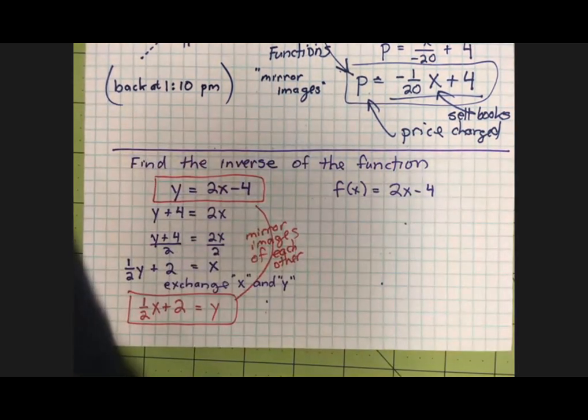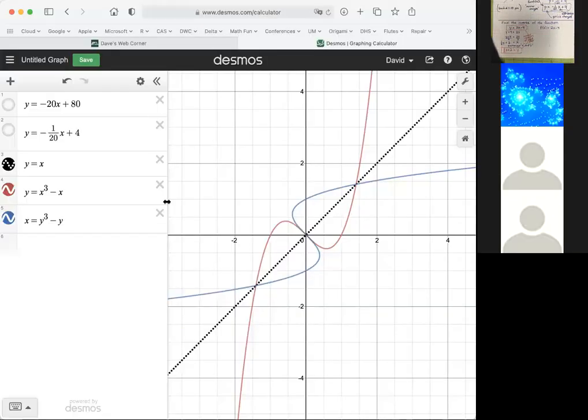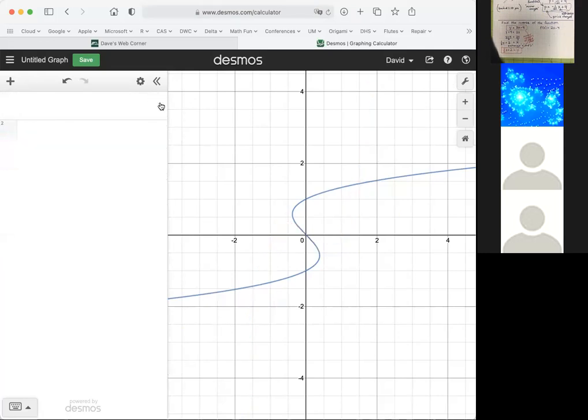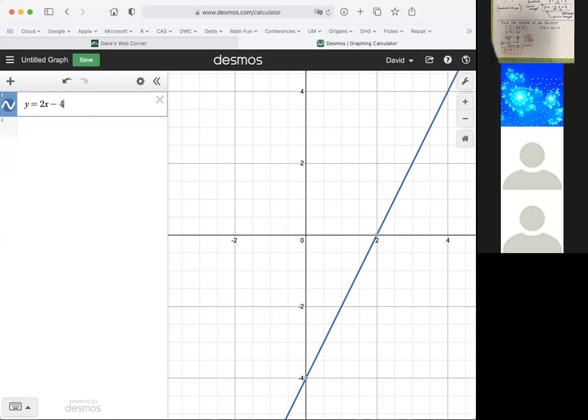Let's go to the graph. Here's some beautiful mirror images. Maybe we'll do some wiggly mirror images later. But let's just start with a simple mirror image. Y equals 2x minus 4.